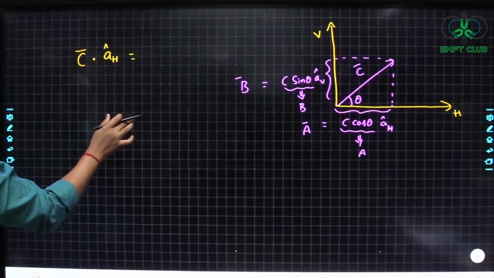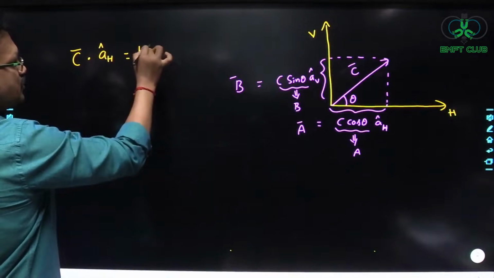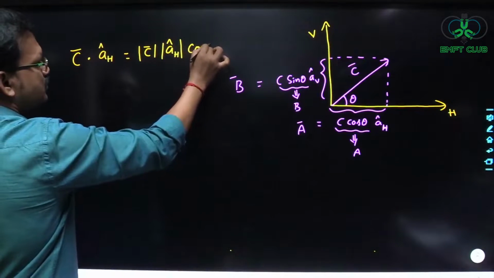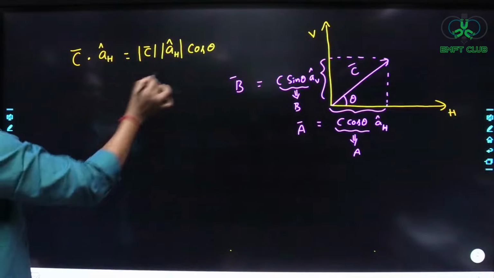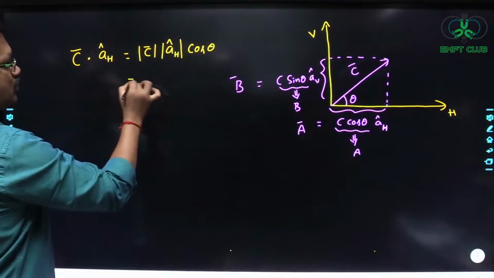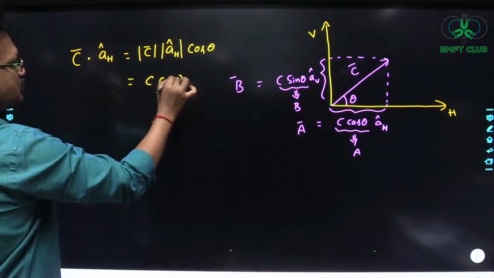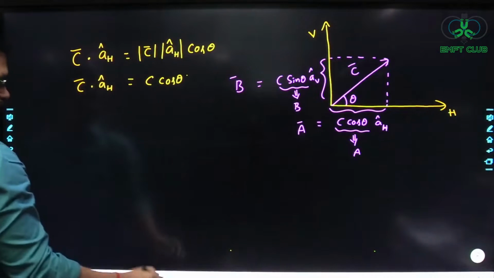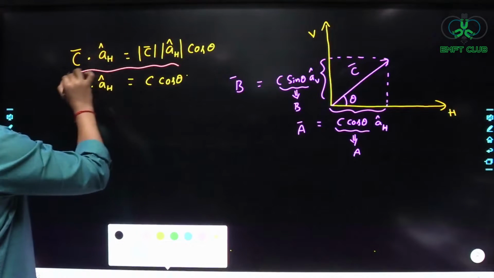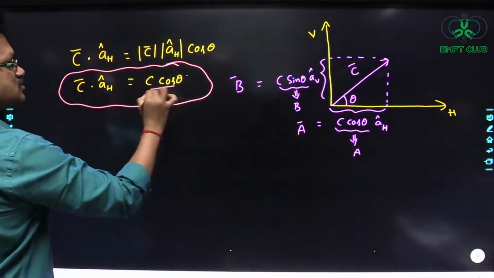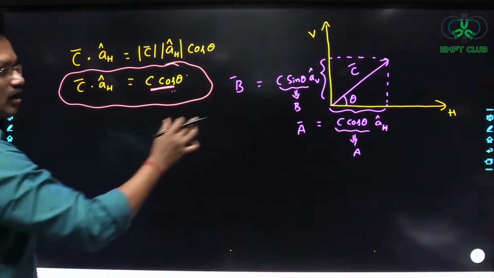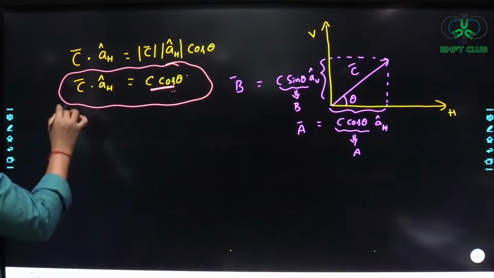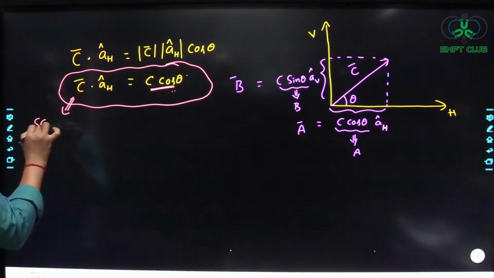What is C bar dot AH cap here? That is magnitude of C bar into magnitude of AH cap into cos of the angle between these two, so that is cos theta. Which is equivalent to C cos theta, right? So whenever you do C bar dot AH cap, you get C cos theta, and this C cos theta is the component of C bar along the horizontal direction. Understood?